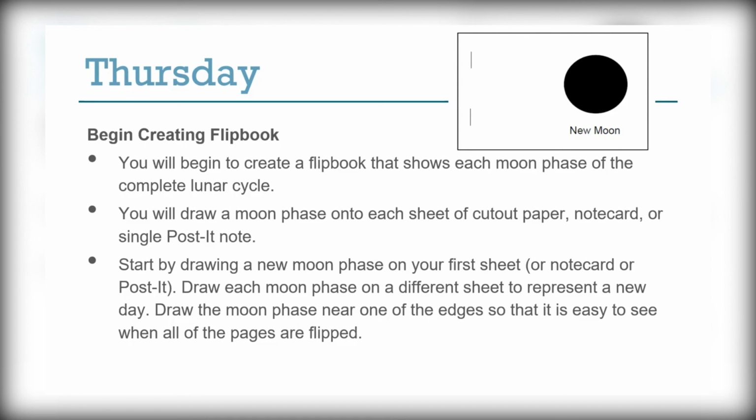Start by drawing a new moon phase on your first sheet, or note card or post-it note. Draw each moon phase on a different sheet to represent a new day. Draw the moon phase near one of the edges so that it is easy to see when all of the pages are flipped. Remember, you will need 29 sheets of cutout paper, index cards, note cards, or post-it notes in order to complete this activity.